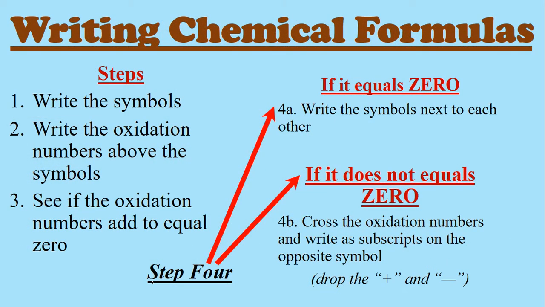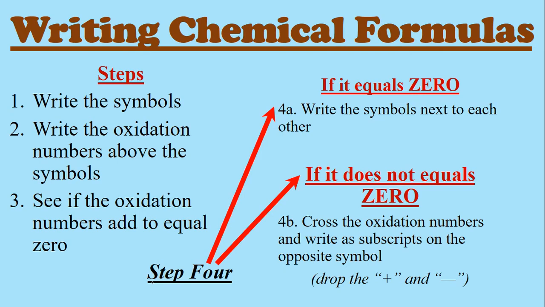So here are the steps. The first step is to write the symbols, whatever symbols are needed, the symbols for the elements or the symbols for the polyatomic compounds. Then you're going to write their oxidation numbers above the symbol. Then you're going to see if the oxidation numbers add up to equal 0. So -3 and +2 don't equal 0, while -3 and +3 do equal 0.